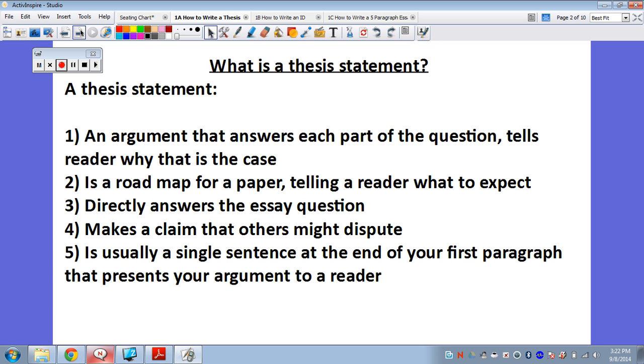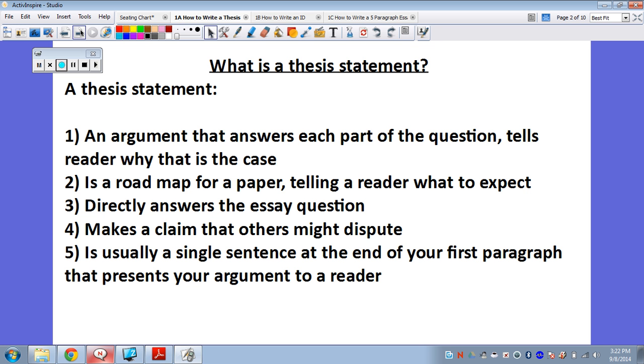Obviously, it's going to directly answer the essay question. When I say directly, I really do mean that. If the essay question is, who's the greatest country singer of all time, we're not going to start by talking about 70s rock groups. Number 4, it makes a claim that others might dispute.